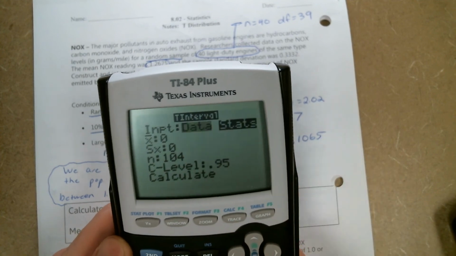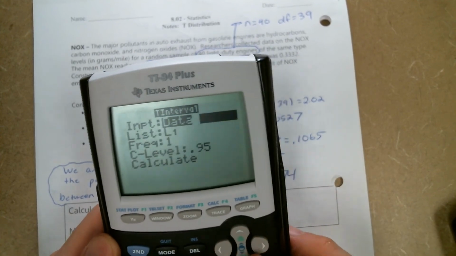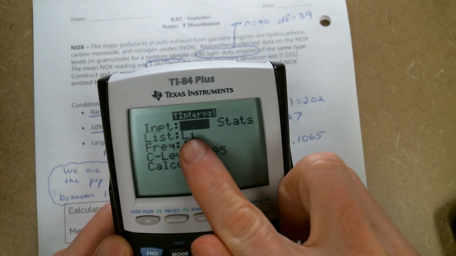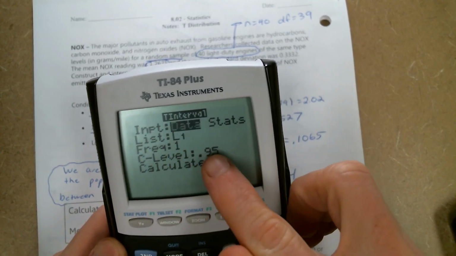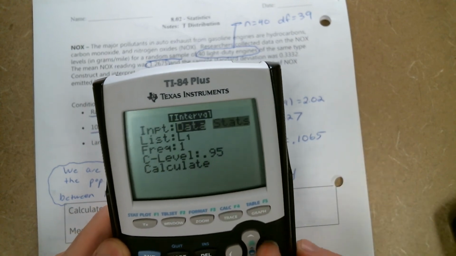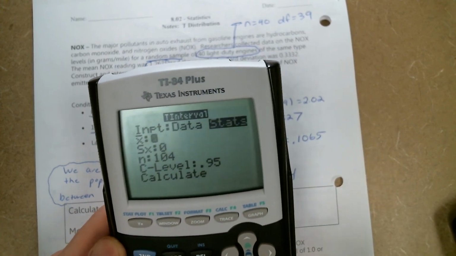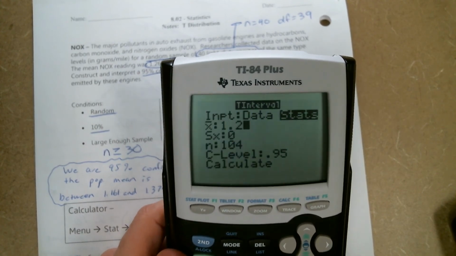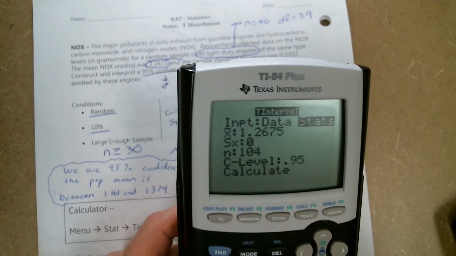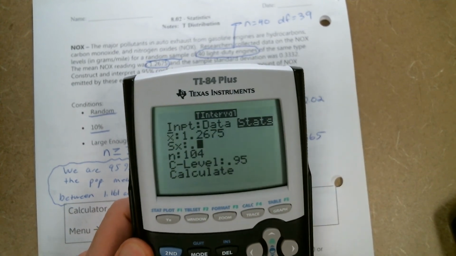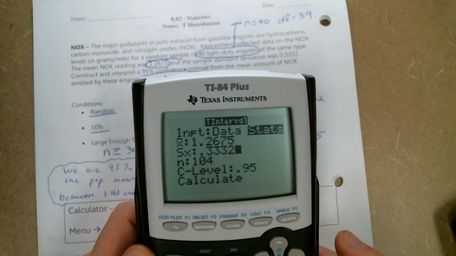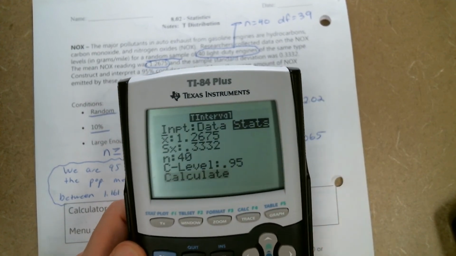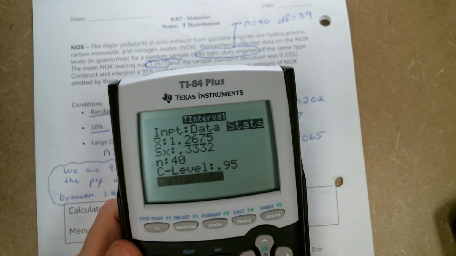Now, with the T interval, you can either use data or stats, right? If I were to give you raw data, you just tell me what list the data is in, you tell me the confidence level, and it will do the rest of the work for you, right? If you're going with stats, you have to type in the mean, which for this problem was 1.2675. You have to tell me the standard deviation, which for this problem was 0.332. You have to tell me the sample size, which for this problem was 40, and then the confidence level of 95%. It will take care of the rest.